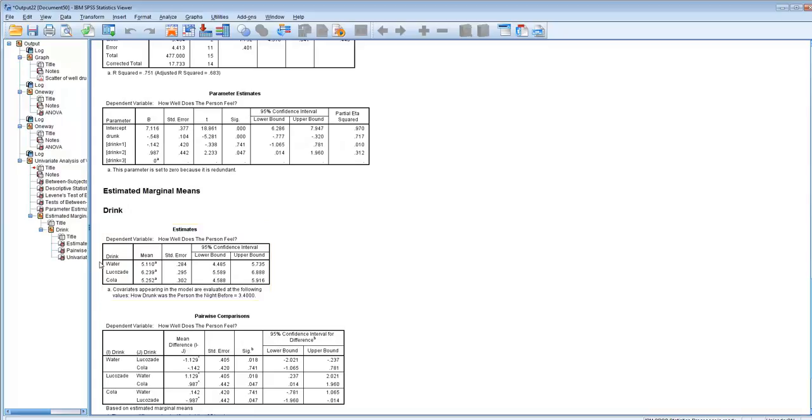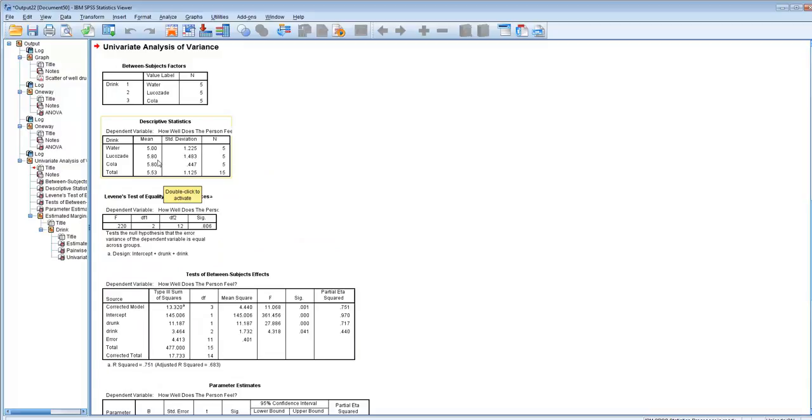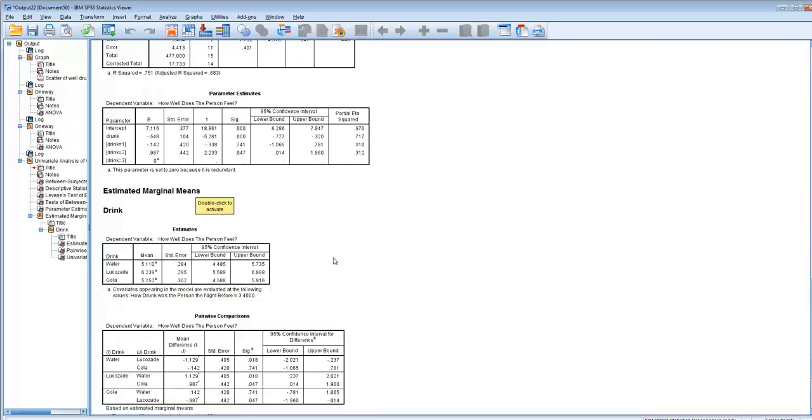Estimated marginal means is the mean response for each factor adjusted for any other variable in the model. So the previous means were 5, 5.8, and 5.8. When you consider the means for these groups, water, Lucozade, and cola, with the covariate of how drunk a person was, the well-being score for a person, how well a person feels the next day, is actually adjusted. So for water it's 5.1, for Lucozade it's 6.23, and for cola it's 5.25. So we can see that Lucozade appears to be the champion.